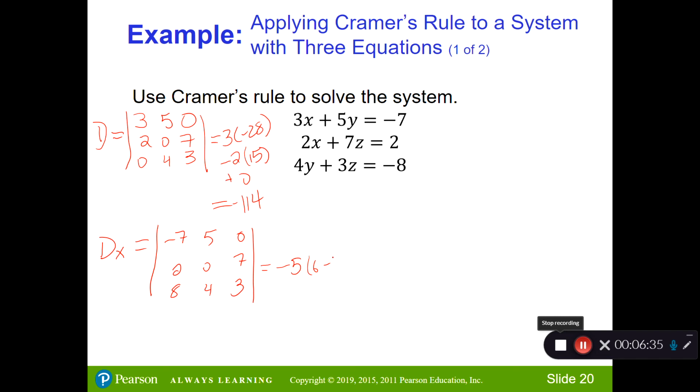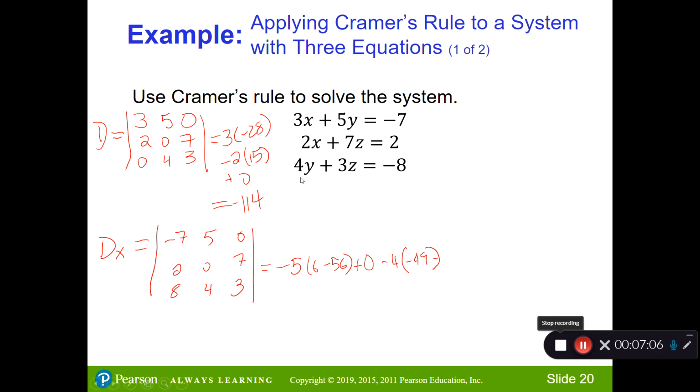8 times 7 is 56. And then plus the 0, so 0, and then minus again the 4 times, cross out its row and column, negative 7 times negative 7 is negative 49, minus 2 times 0, so just negative 49. So we get negative 56. Man, I didn't realize how much there was in here.